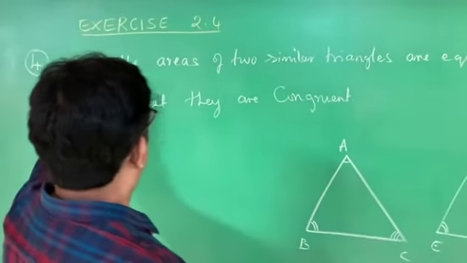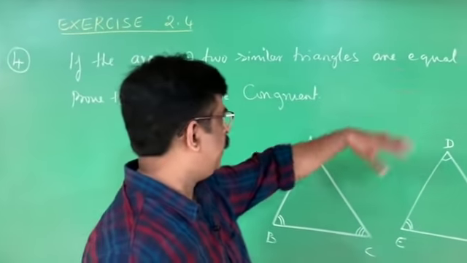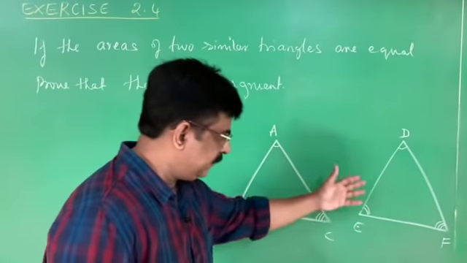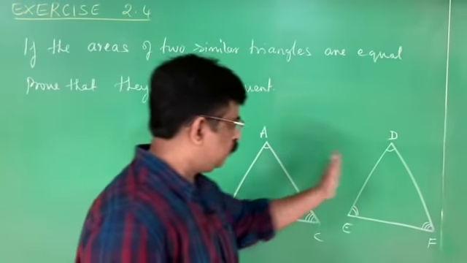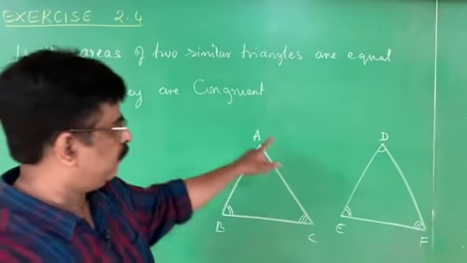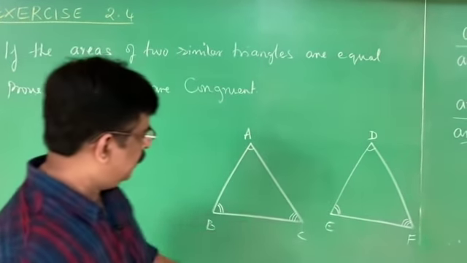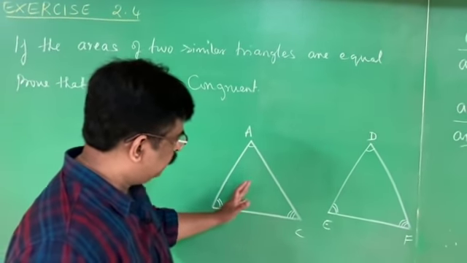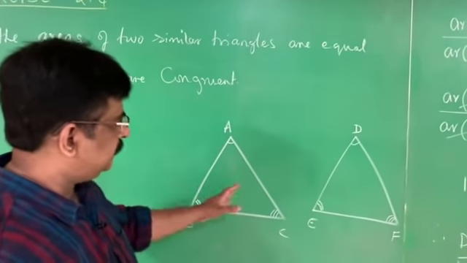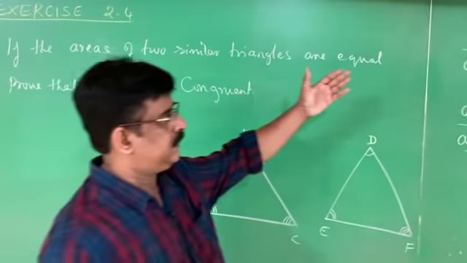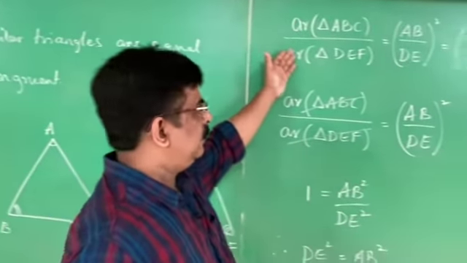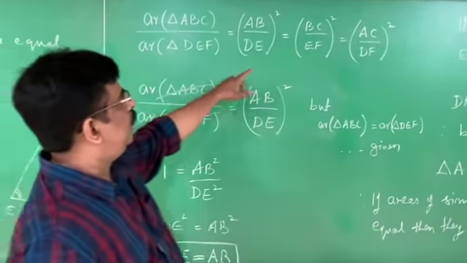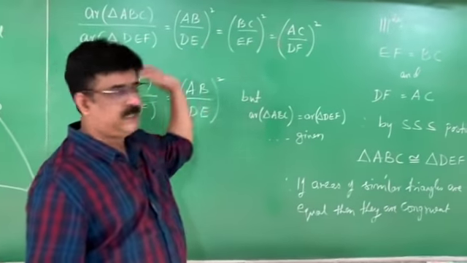What it is telling is, if the areas of two similar triangles are equal, then they are congruent. I have drawn two triangles, it is not required at all. There are two triangles, for namesake I want to write, because I want ABC and DEF here, therefore I write them like this. Two triangles are there. In the problem it is given as data that these two triangles are similar. Since these two triangles are similar, I can write the theorem directly. The theorem is: ratio of areas of similar triangles is equal to square of the ratio of their corresponding sides.